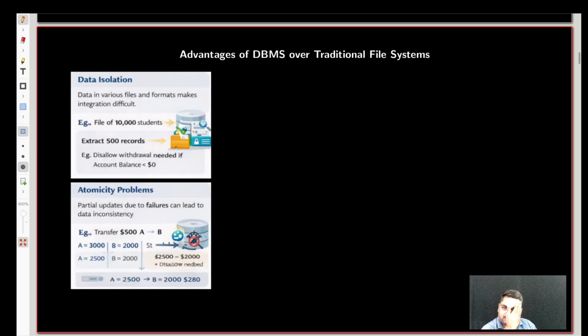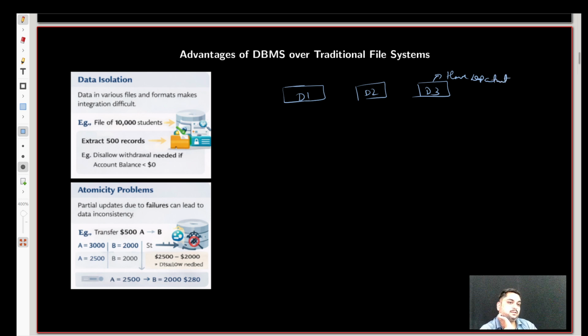Then data isolation. Data in various files and formats makes integration difficult. So for example, say I again have different departments in the university, say department 1, department 2, department 3. Now a student, say this is his home department which he belongs to, stores the data.